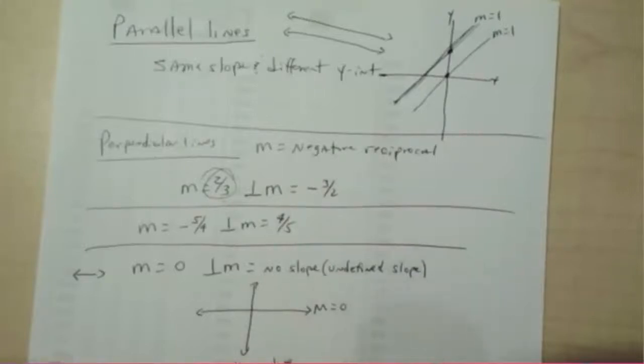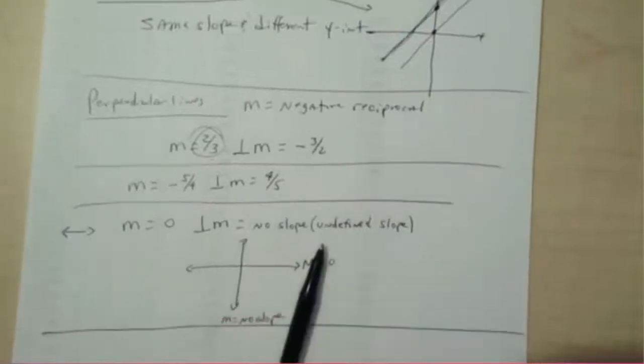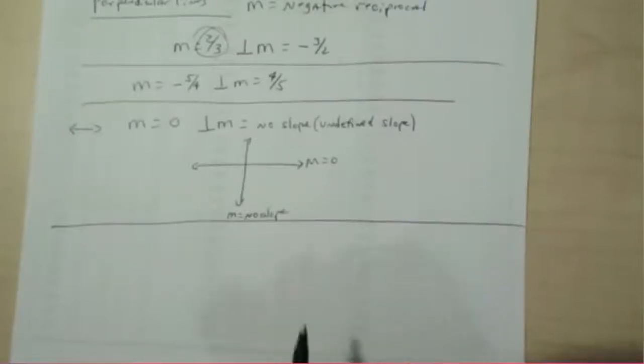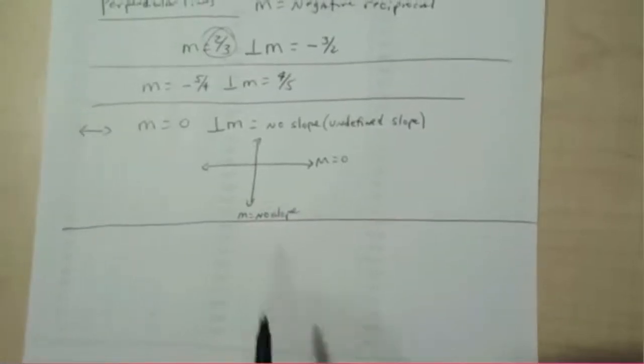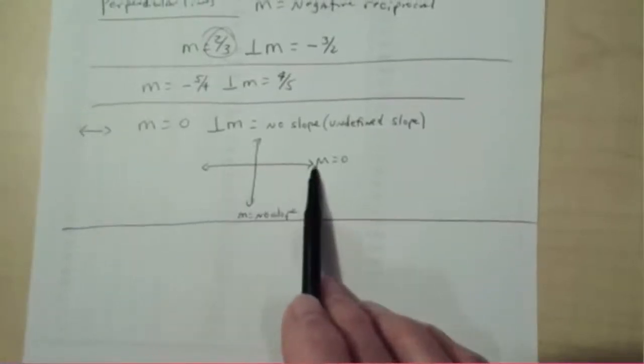Okay. Sorry about that. All right. Again, 0 slope, no slope. And that's parallel and perpendicular.